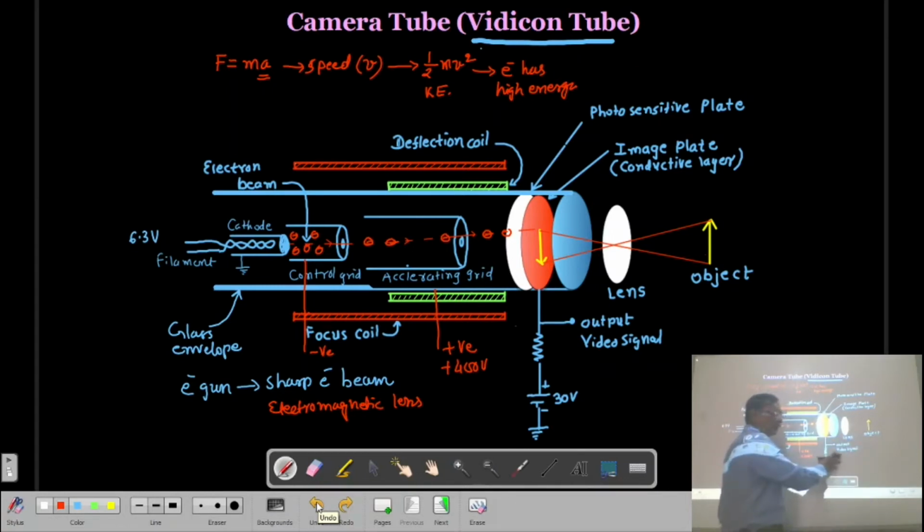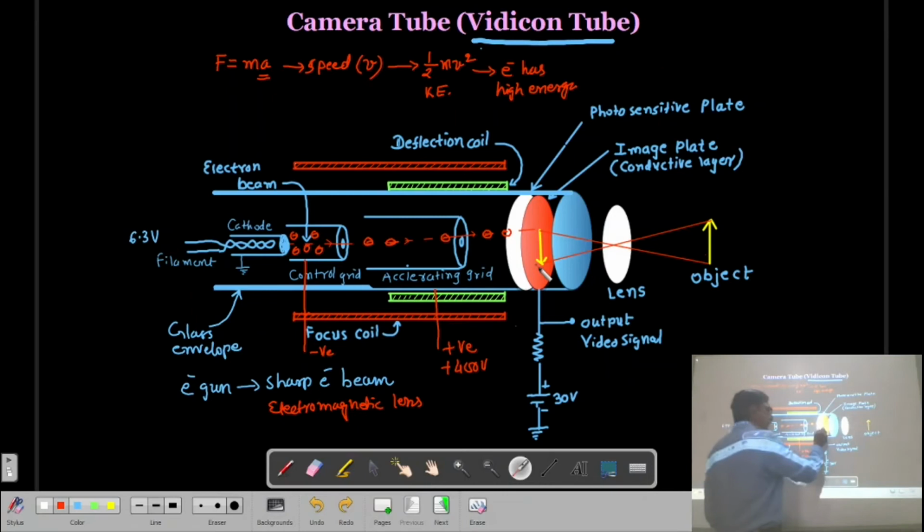Now look at this part of the diagram. Here we have an object, and this object is focused on an image plate through a lens. It is a kind of convex lens. And we simply have this glass plate to protect the tube. Remember, near this glass plate, we have a conductive layer. This conductive layer is known as the image plate.